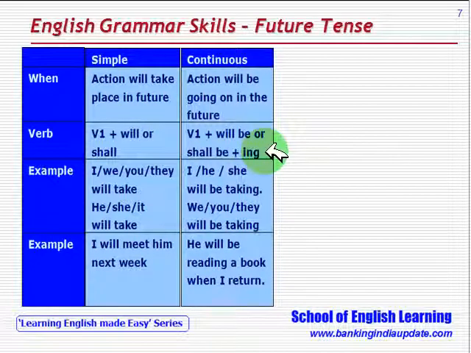For example, I will be taking, he will be taking, she will be taking, or we will be taking, you will be taking, they will be taking. Another example, he will be reading a book when I return. So action will be going on in the future, reading a book.